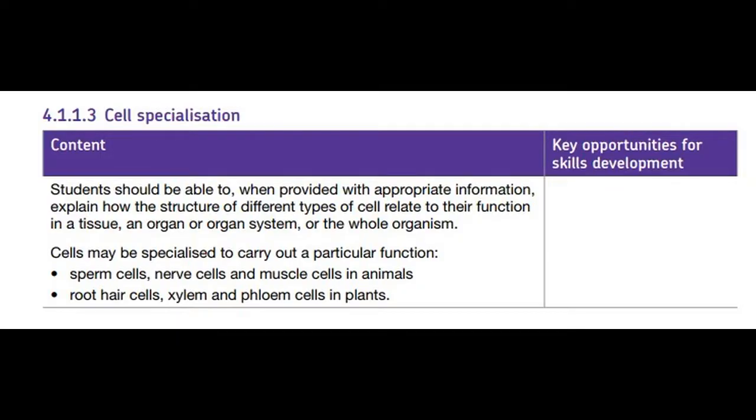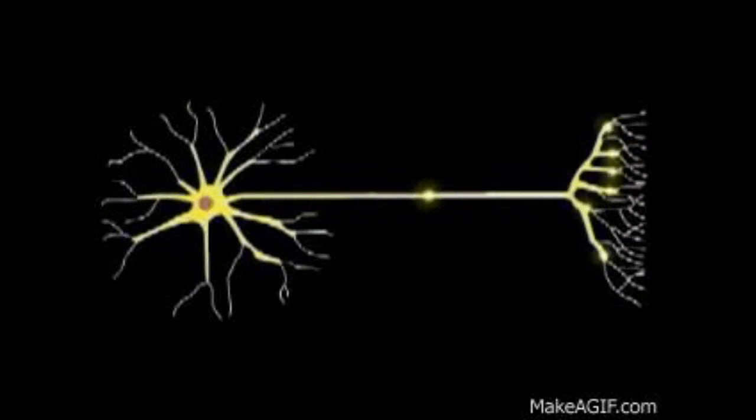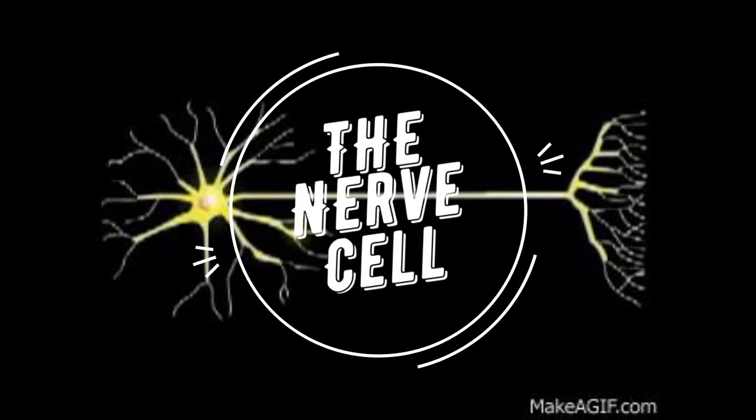The AQA syllabus for the GCSE Biology 9-1 exam states that students should be able to, when provided with appropriate information, explain how the structure of different types of cells relate to their function in a tissue, an organ, an organ system, or the whole organism itself. The first cell that they could ask you about is the nerve cell.